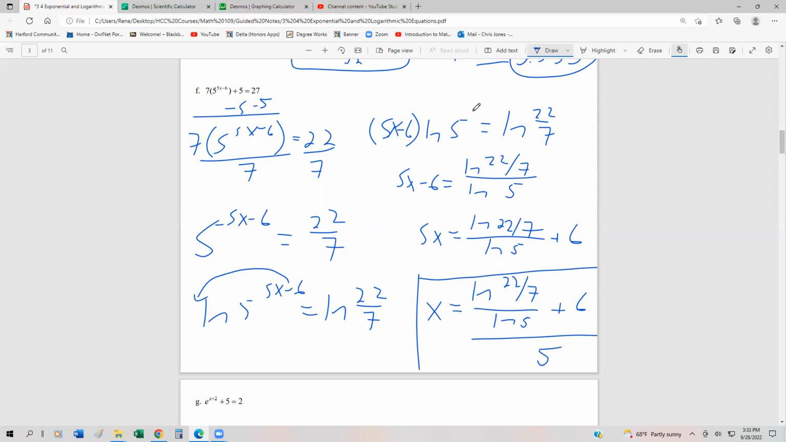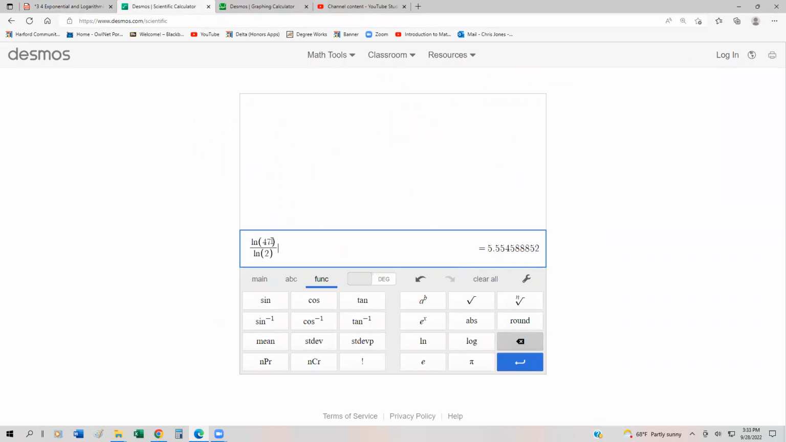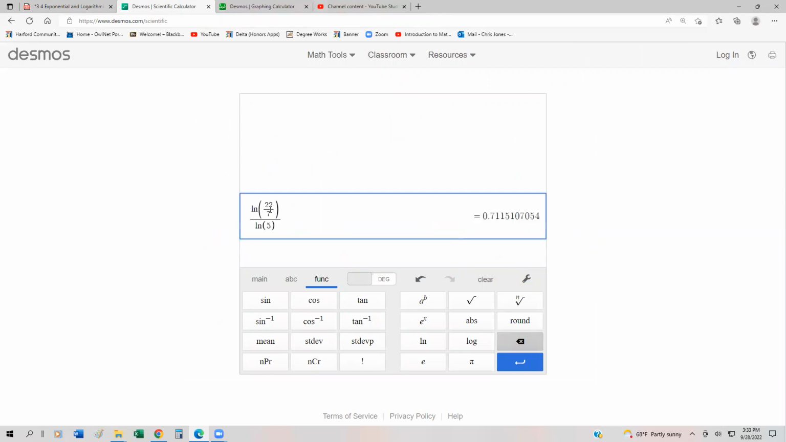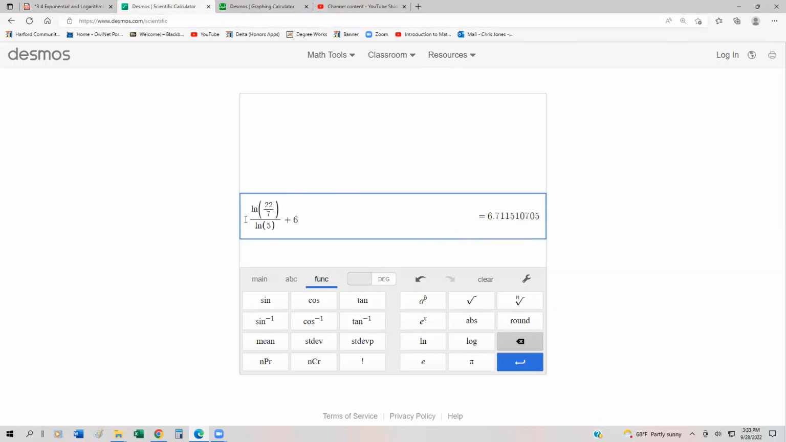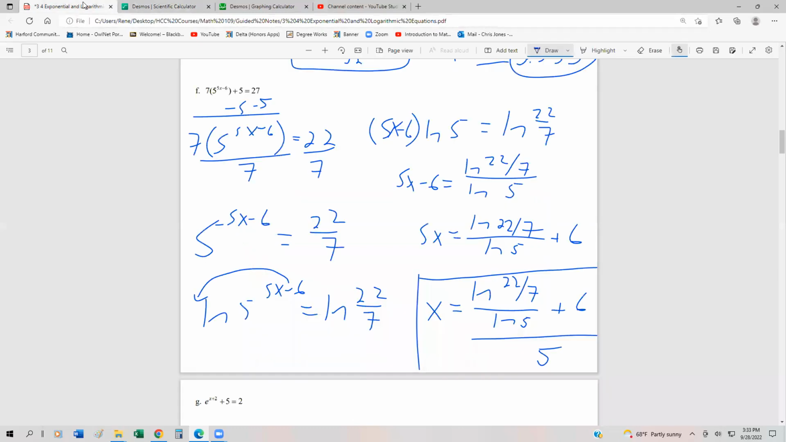Of course, we want to try to get an approximation for this if necessary, all right? It couldn't hurt to be able to get an approximation. So let's go to our calculator, and we get ln of 22 over 7 divided by ln 5, and then we have plus 6. All right, and I think we're dividing all of that by 5. So I'm just going to put all of this mess in parentheses and divide it by 5, and that gives us 1.342. Just for some reason, if we need an approximation, so maybe 1.342.